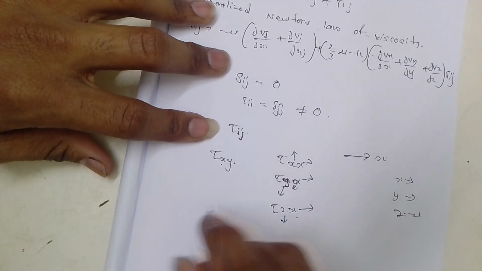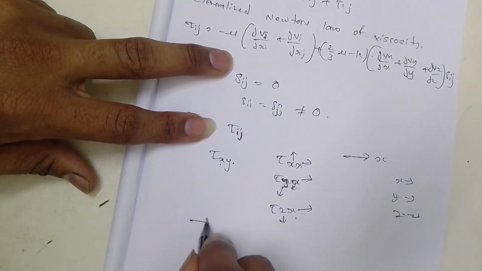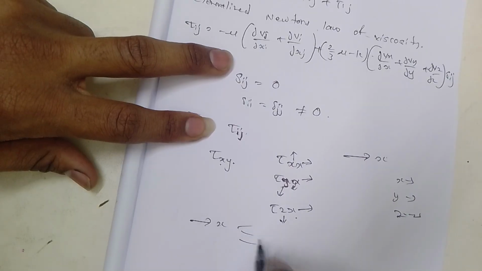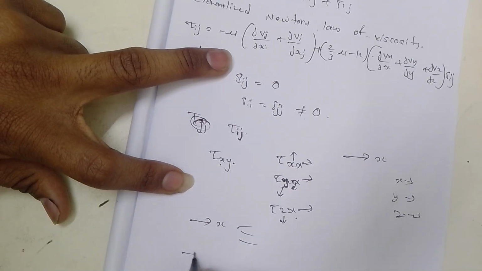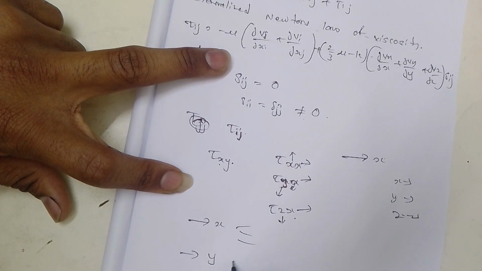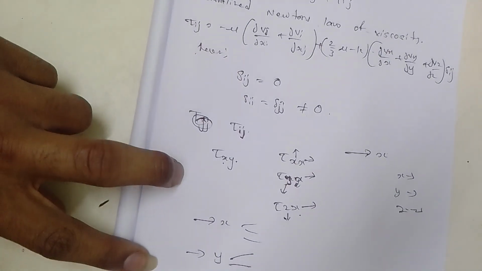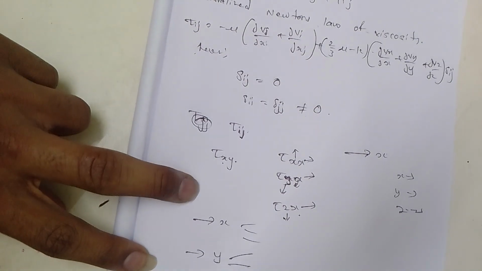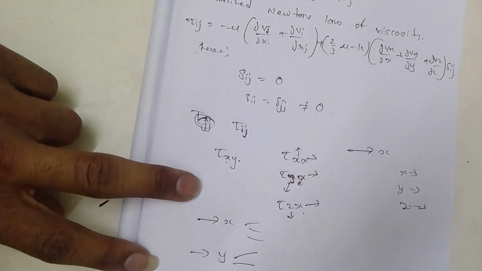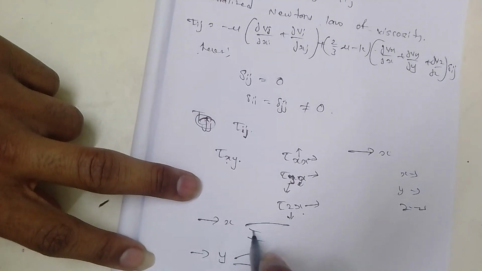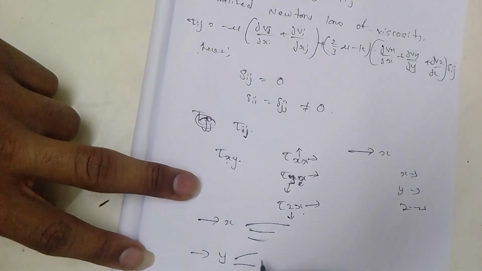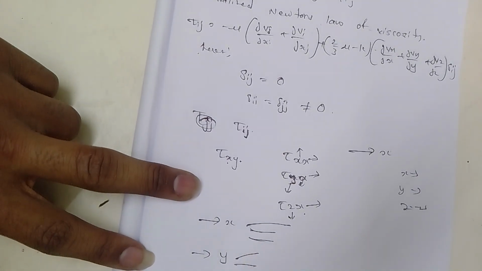In the same way, if the velocity is in the x direction, we have three components of momentum. If the velocity is in the y direction, then we have three components of momentum, and if the velocity is in the z direction, we have three components of momentum. Then we will get nine components of momentum due to velocity in three directions.